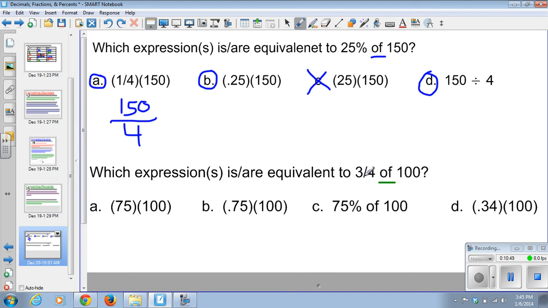Is 3/4 equivalent to 75? It is not, so that one does not work. Is 3/4 equivalent to 75 hundredths? Yes, it is, so it works. Is 3/4 the same as 75%? Yes, it is. So 75% of 100 is the same as 3/4 of 100. How about 34 hundredths? Is 34 hundredths the same as 3/4? It is definitely not. So this one does not work.